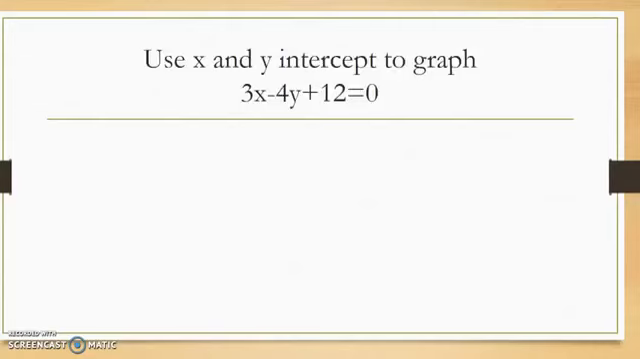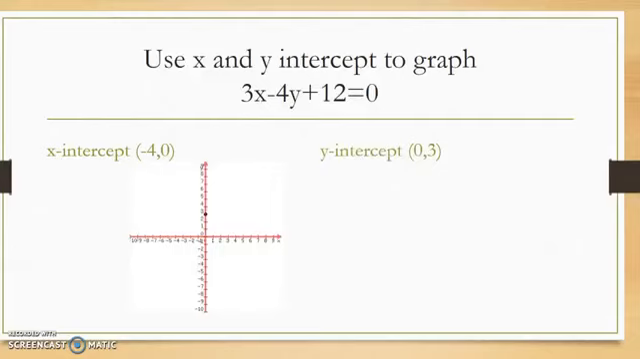So we're going to use these x and y intercepts to graph. We know the x-intercept is negative 4, 0, and we know the y-intercept is 0, 3. So we're going to graph 0, 3 on our coordinate plane, and we're going to graph negative 4, 0 on our coordinate plane. We are then going to use a straight edge to connect the two points on our graph, and then we have our line for the function 3x minus 4y plus 12 equals 0.